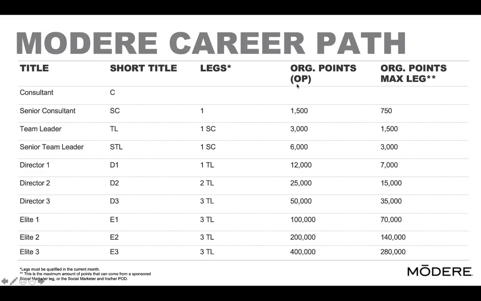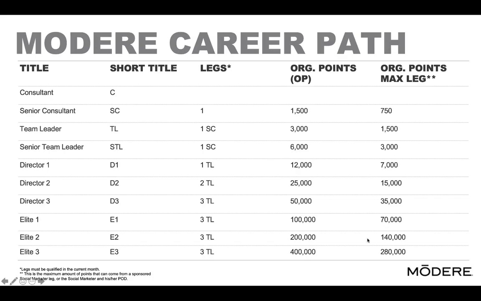Now, what this OP, organizational point, stands for, OP is the acronym, is your total volume, your total organizational points, meaning your orders, your customers' orders, your team's orders, all of their customer orders. Every order counts for your organizational points. And then your organizational, what's called max leg. What that means is this is the amount of volume you can count from any one of your biggest teams.